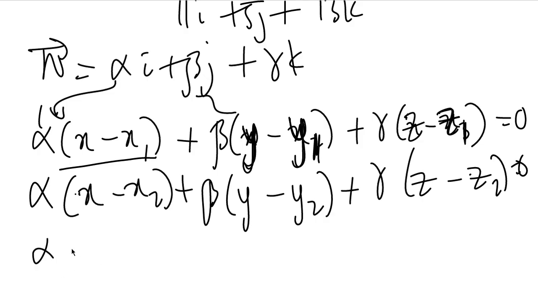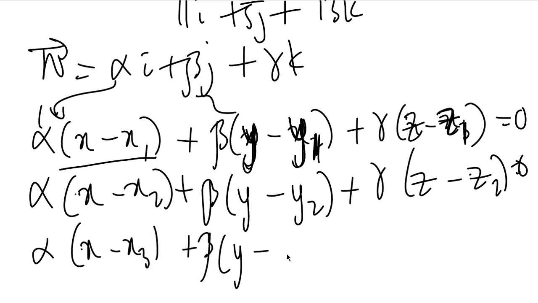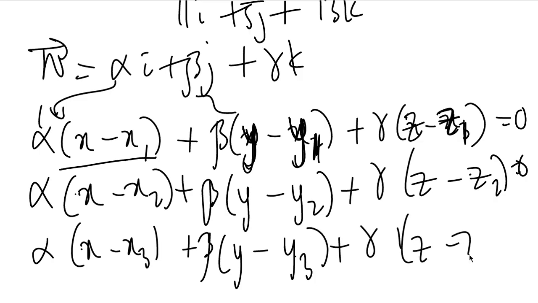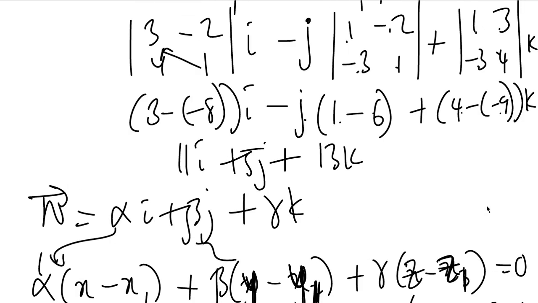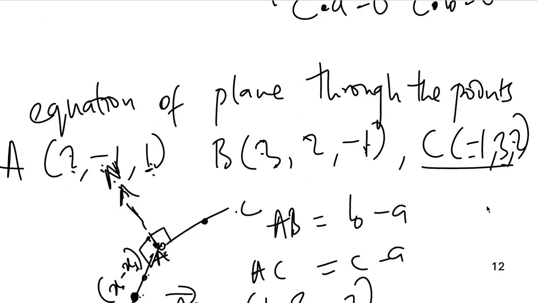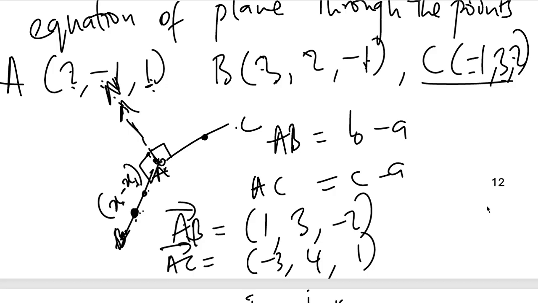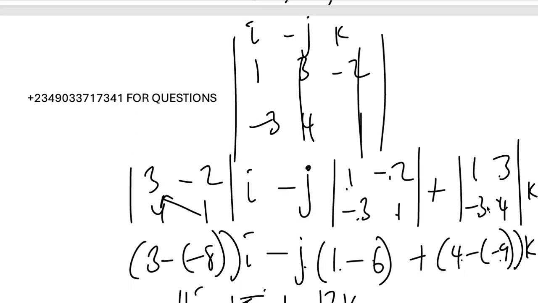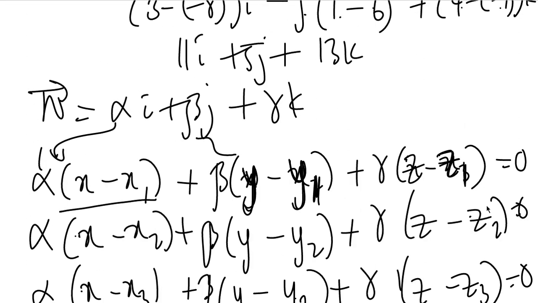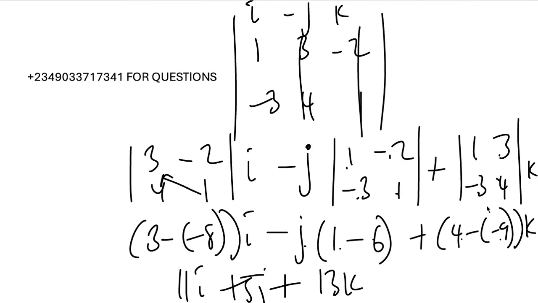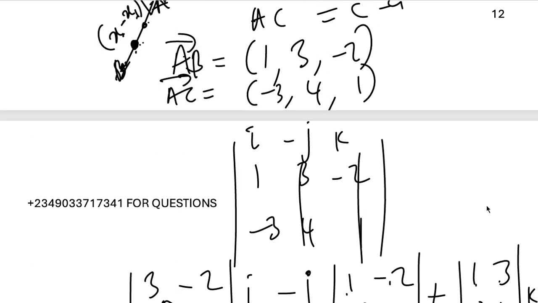We are not going to have that from the normal, which will still make an angle of 90 degrees with the other two. We're going to have alpha of x minus x3 plus beta of y minus y3 plus gamma of z minus z3, each of them with their corresponding x, y, and z. So no matter the one you choose, since they are perpendicular to each other, it will still give you the same equation. So for this case of 11i plus 5j plus 13k, we can pick any point that lies on this plane that we're looking for.